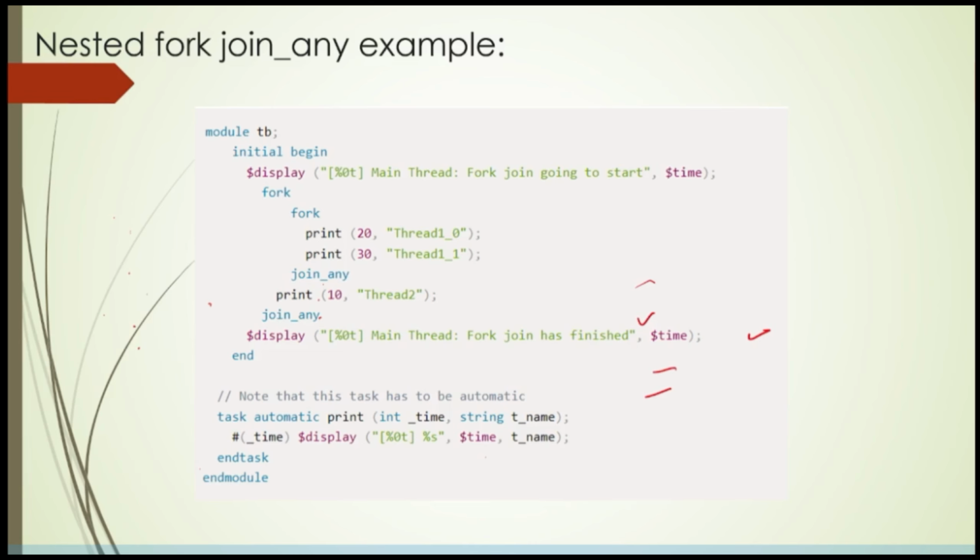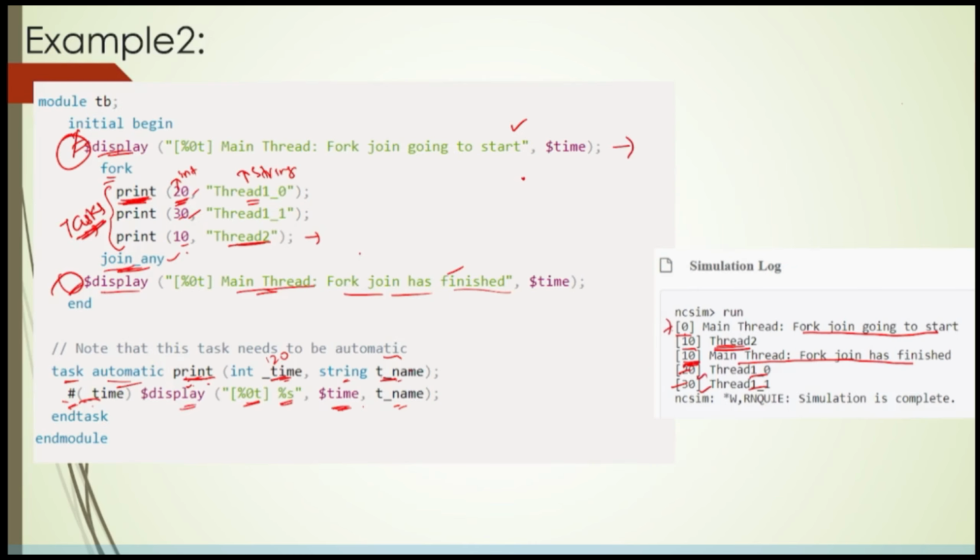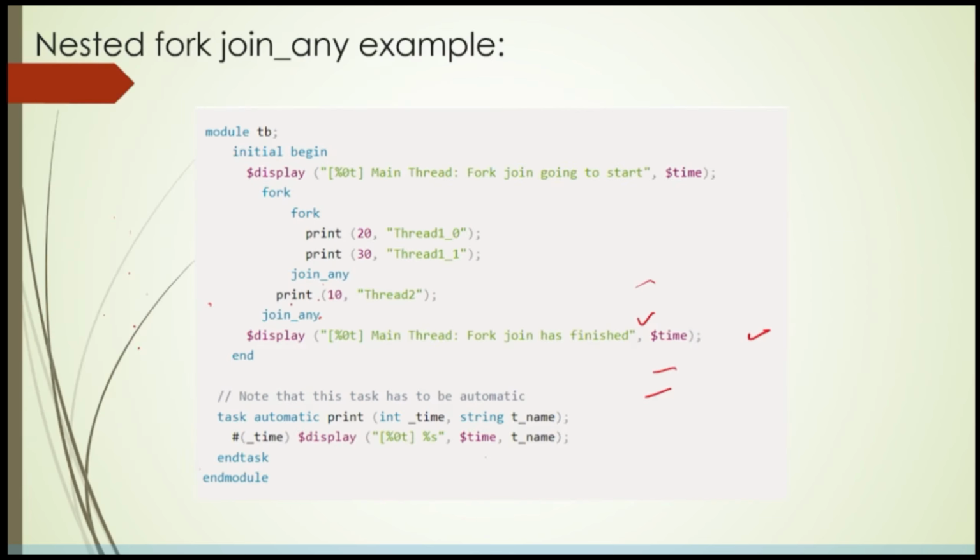This is one more fork join any. If you see here, it is the same program, but I am taking these two within fork join any, and this after fork join any. I am nesting the fork join any. Within the fork join any, you can write another fork join any also.